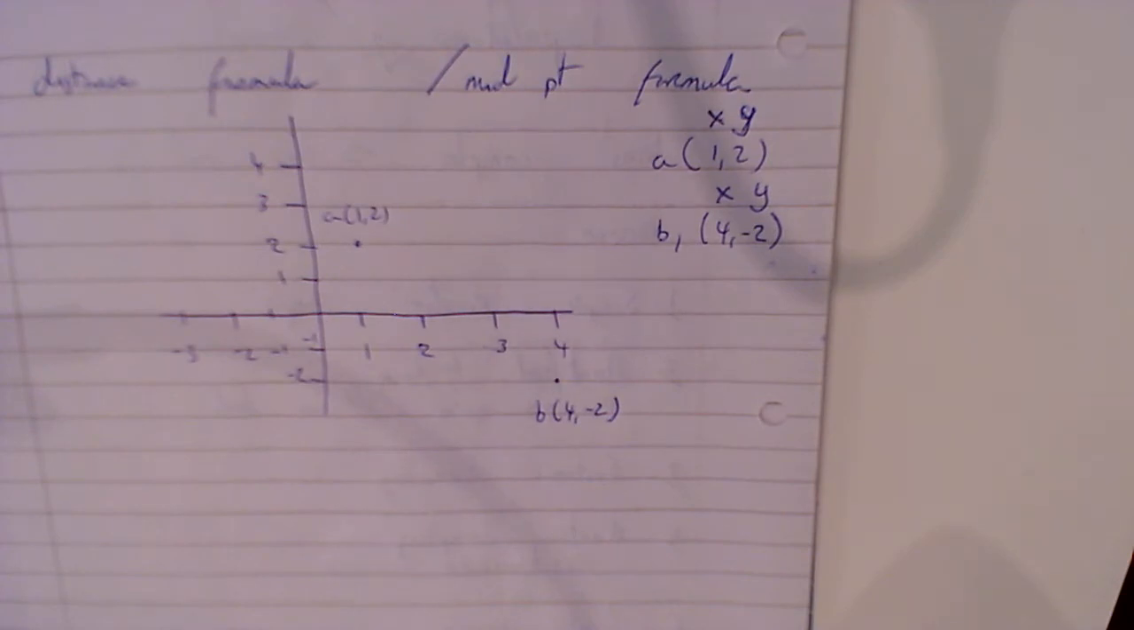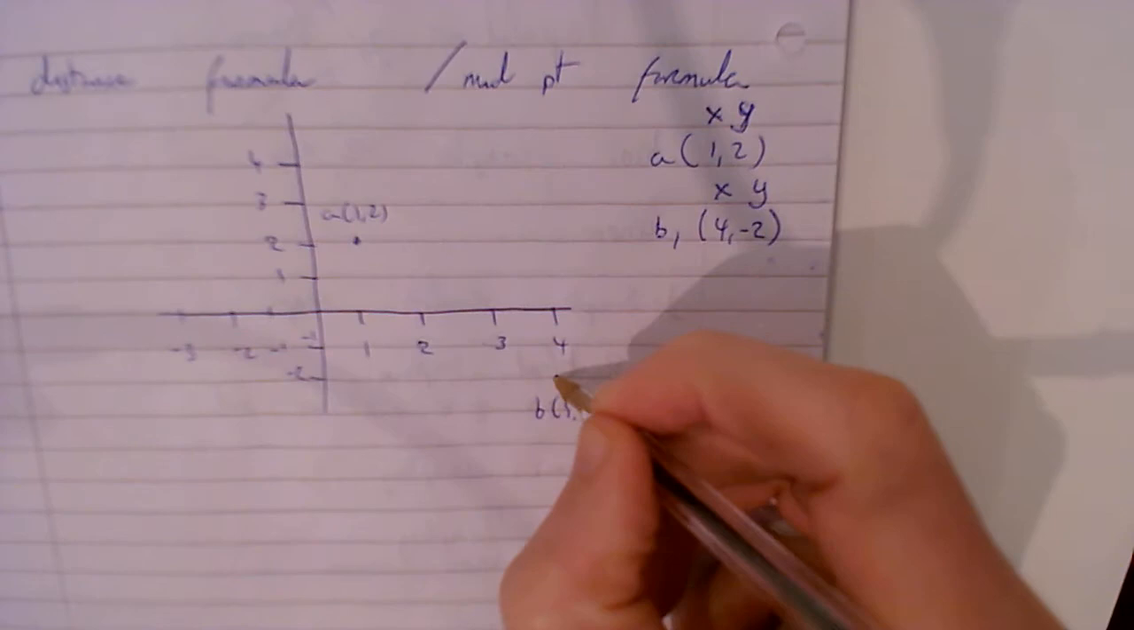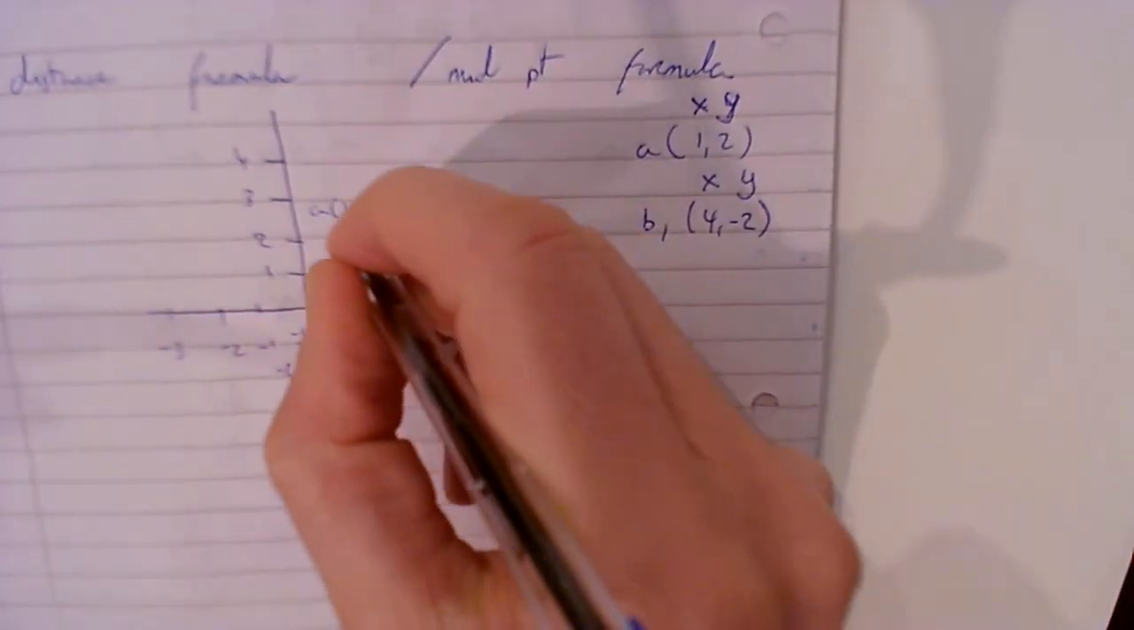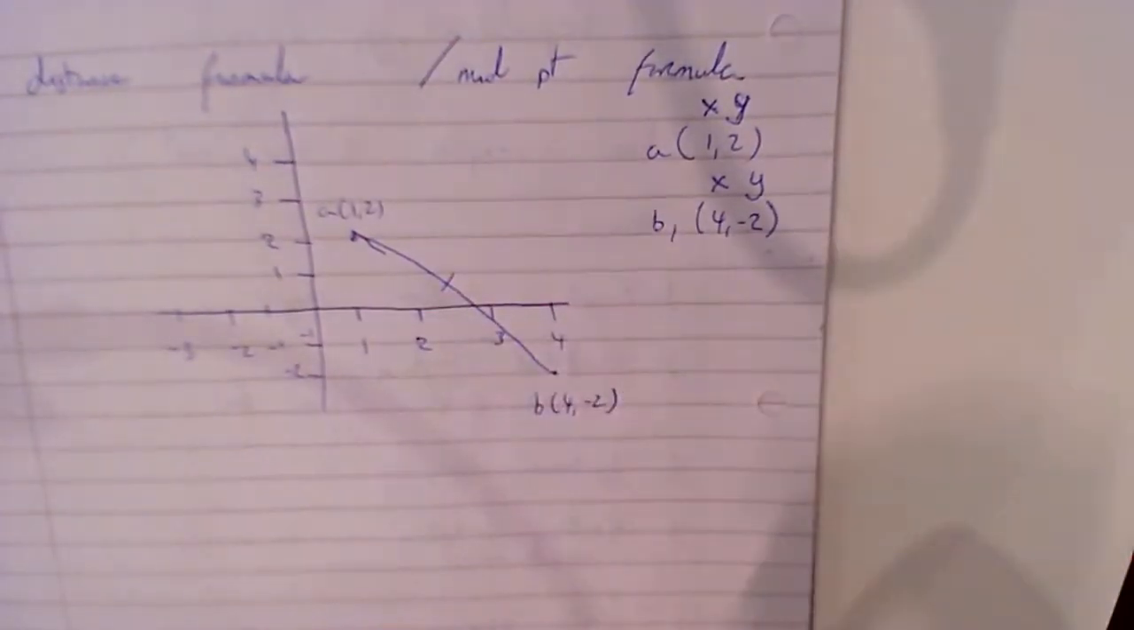Now, the distance obviously is the distance between those. So I'm just going to join this up. As you can see, I've come prepared with my ruler. The midpoint is obviously the midpoint. The distance is obviously the distance between them. We need a formula with which to get that.